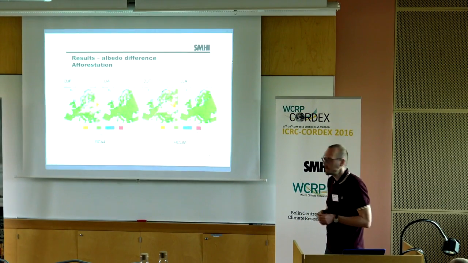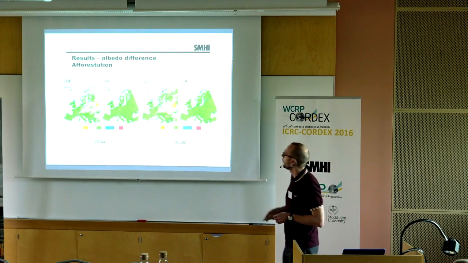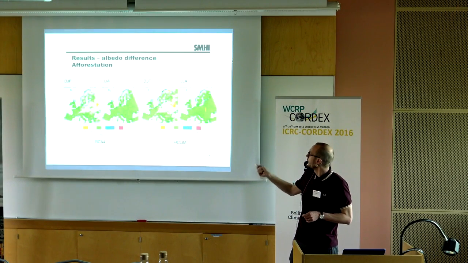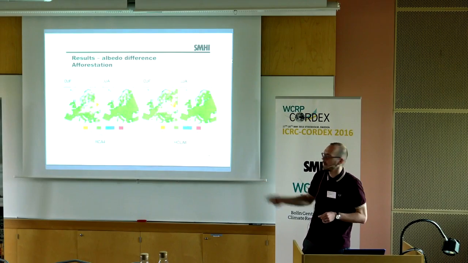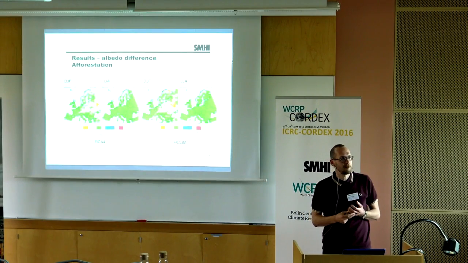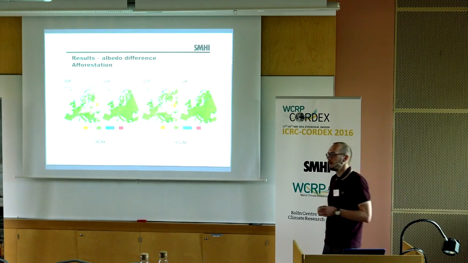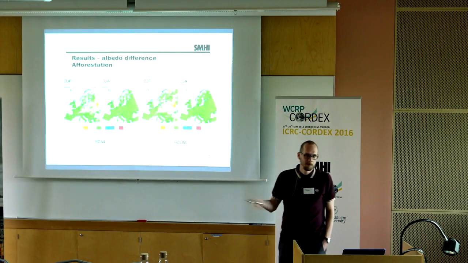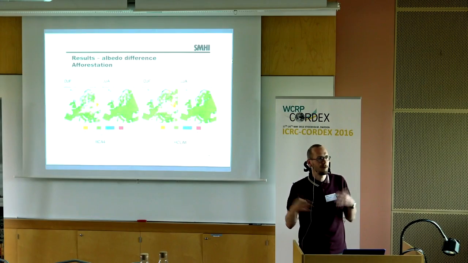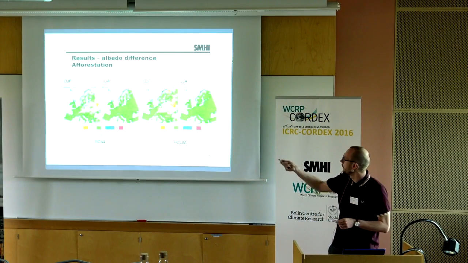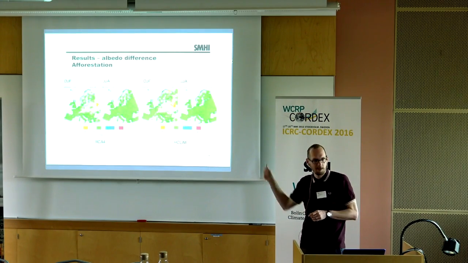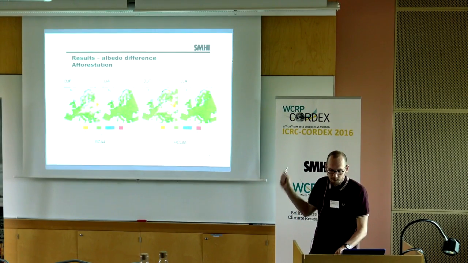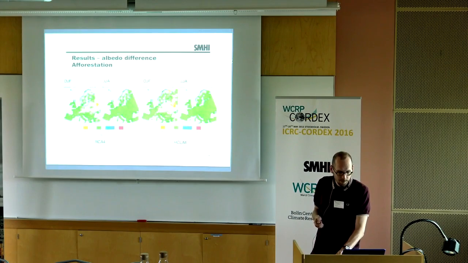If we start by looking at what's happening with the albedo when we do these changes, we can see that the change in albedo in these two models is not exactly the same, but very similar. And that is in some way to be expected. We know the albedo of the forest, we know the albedo of open land, so it should be about the same. So this is not the reason for the differences between the models.